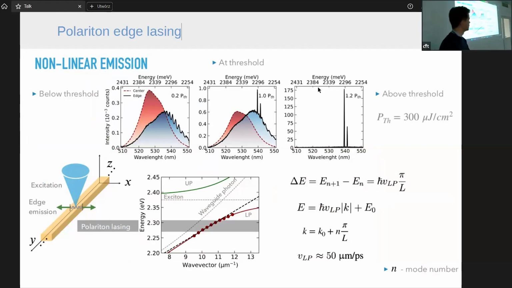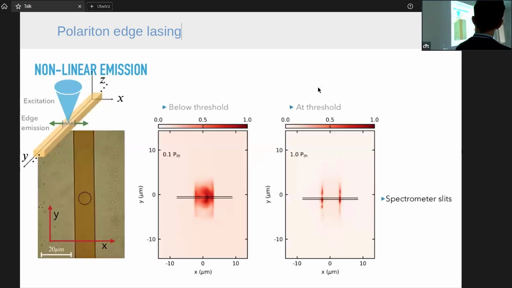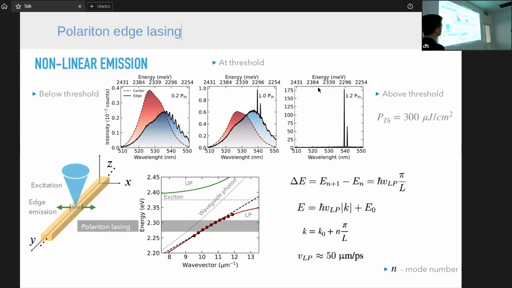And this is a more detailed description. Below the threshold, the red and blue are the spectra of emission from the center and from the edges. You see that at the edges there are already some teeth, which correspond to standing wave modes across the waveguide. When I cross the threshold, there is very strong emission, on a completely different scale than here, coming only from the edges. And actually, there are a few peaks, so this is an example of multimode lasing.